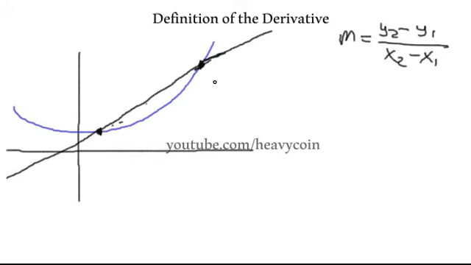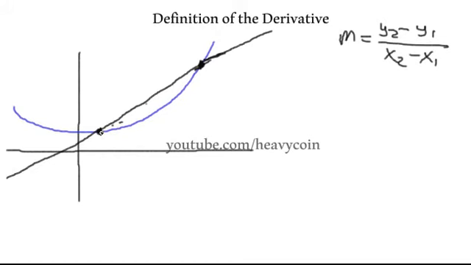Well, what happens if I were to fix this point right here and take this dot and start moving it? If I take the dot and start moving it and we draw a new line, and then I move it down, we draw another new line, and I move it down even closer, and we draw another new line that passes through both of those points, and I get closer and closer and closer. In other words, this dot here is approaching this dot.